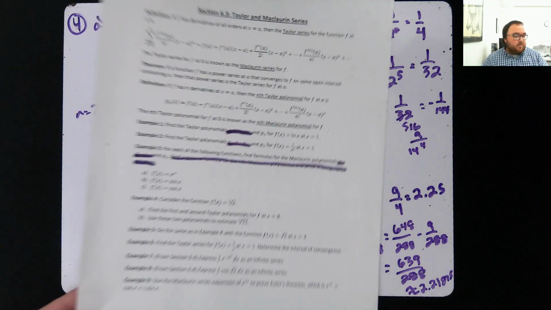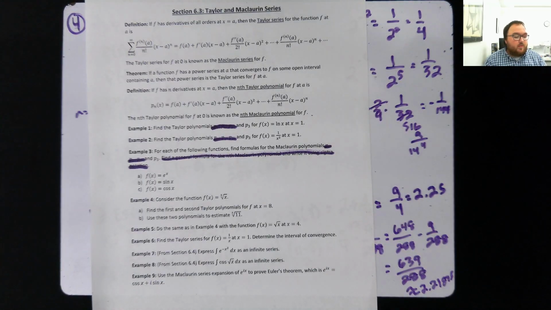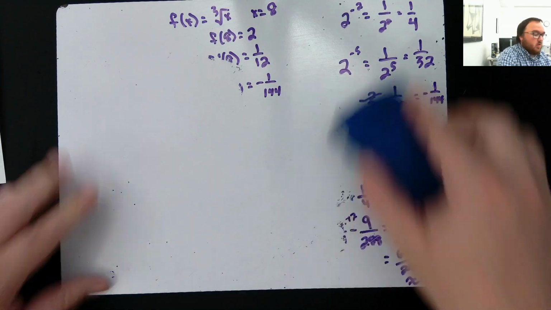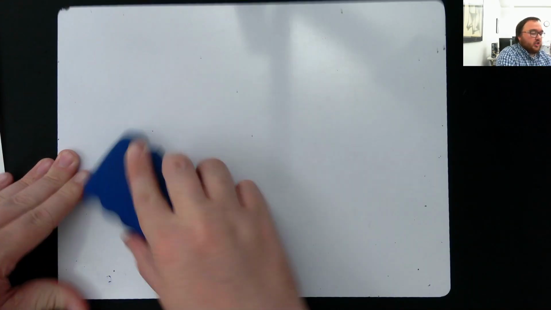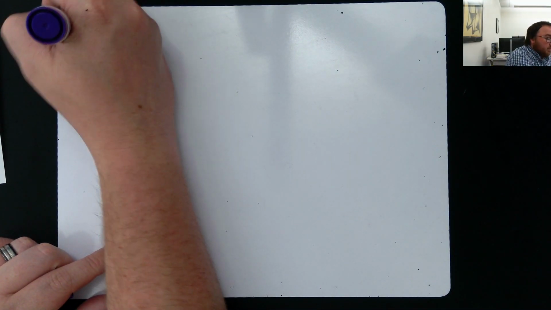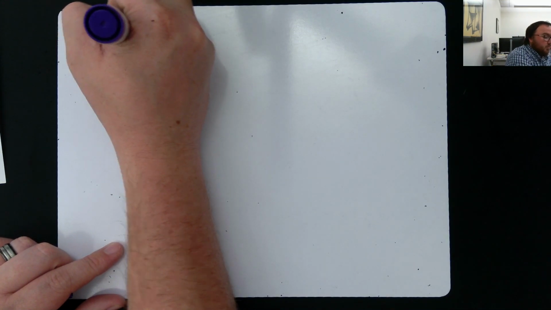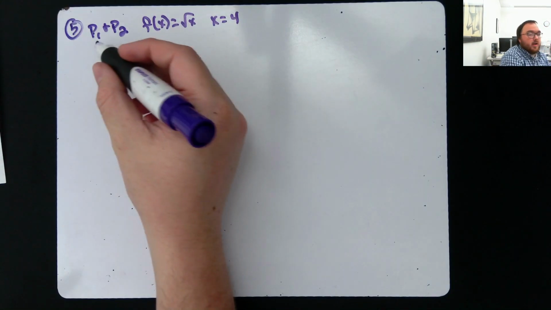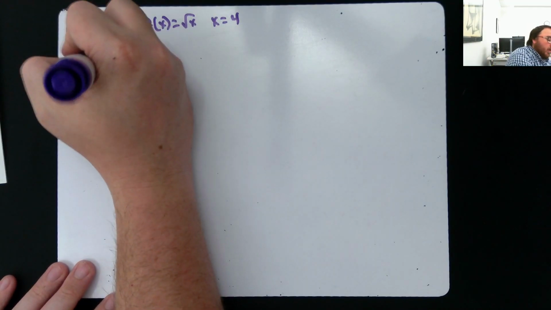Example number 5 is doing the same thing. Do the same as example 4 with the function f of x equals the square root of x at x equal to 4. We're going to just find P1 and P2. All right, so P1 and P2. P1 means I only need f prime, but P2 means I need f double prime, so let's go ahead and go that far.